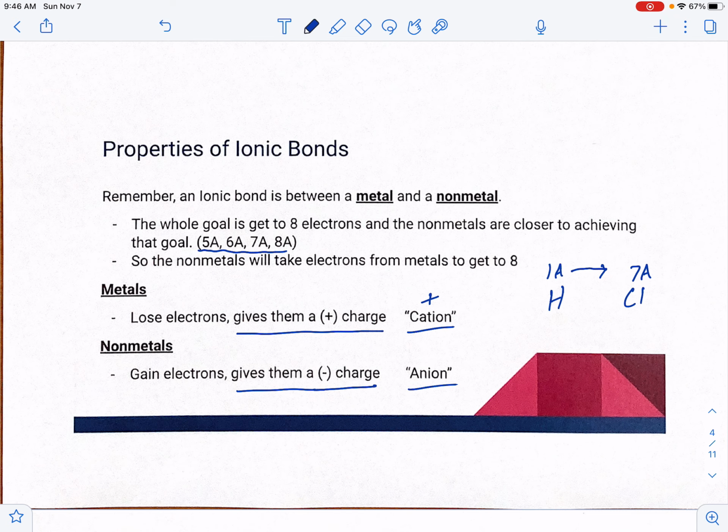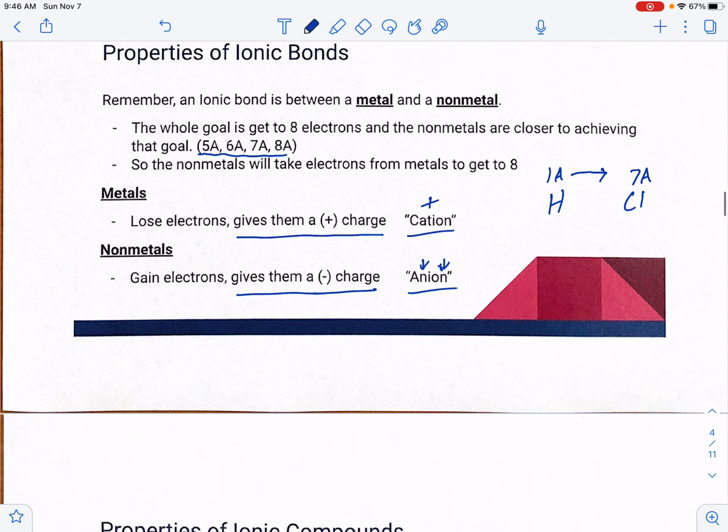Okay, and the way I memorize that is if you've got 2 N's in anion, that means they're negative. Whichever way you need to memorize that, that's fine. Your metals are going to be cations because they lose electrons and become positive, and your nonmetals are going to be considered anions because they gain electrons and become more negative.